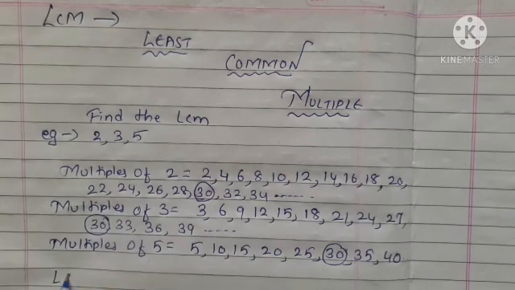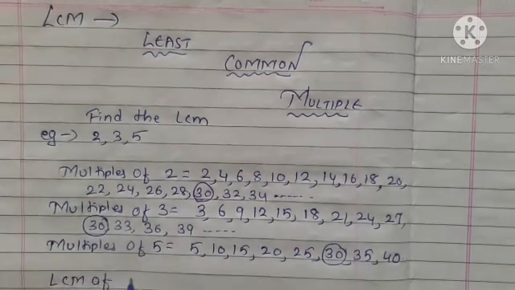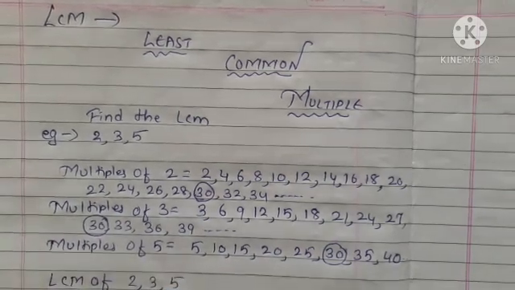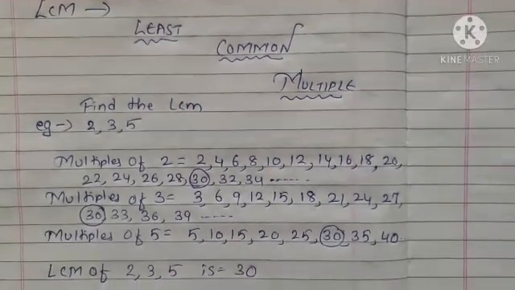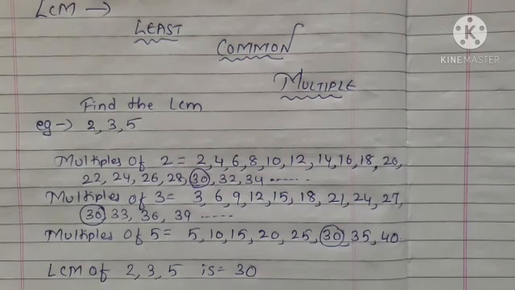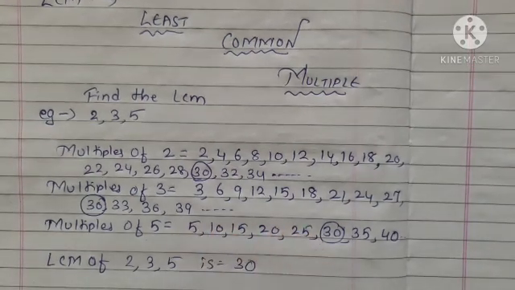So we can say LCM of 2, 3, 5 is 30. As soon as we are getting one multiple, we have to leave writing the multiples further. No need to write the further multiples.